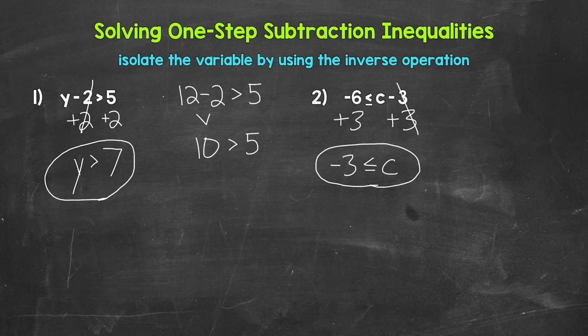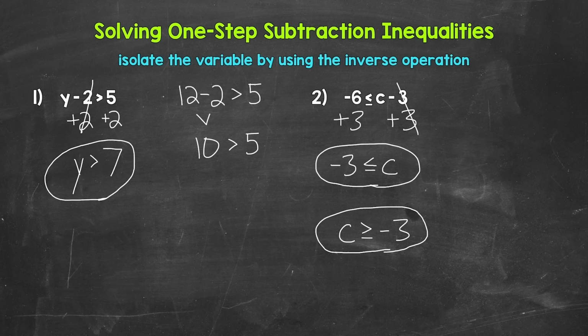So we need our variable c, and then our symbol we need to make sure is going the correct way. So it's opening up towards c. We need c to be greater than or equal to -3. So again, we can rewrite this with the variable coming first if we prefer. Now let's check a solution. So we need any value greater than or equal to -3.